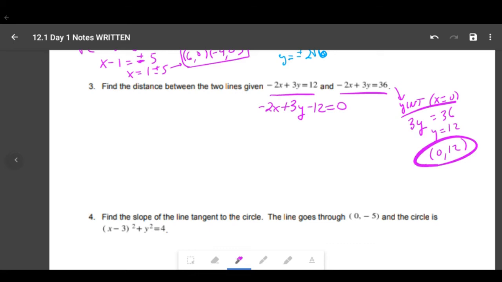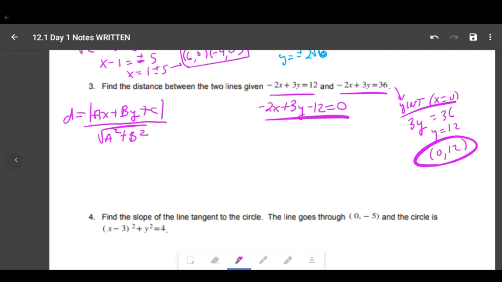So now I have a point and I have a line. So you go back to the front page. If you haven't memorized it yet, if you have, awesome. If you haven't, we'll write it over here: d equals the absolute value of ax plus by plus c. Oops, I want to have absolute value, my fault, over the square root of a squared plus b squared.